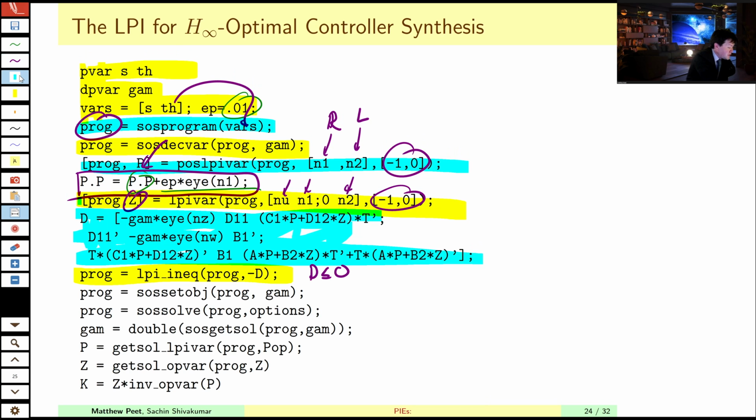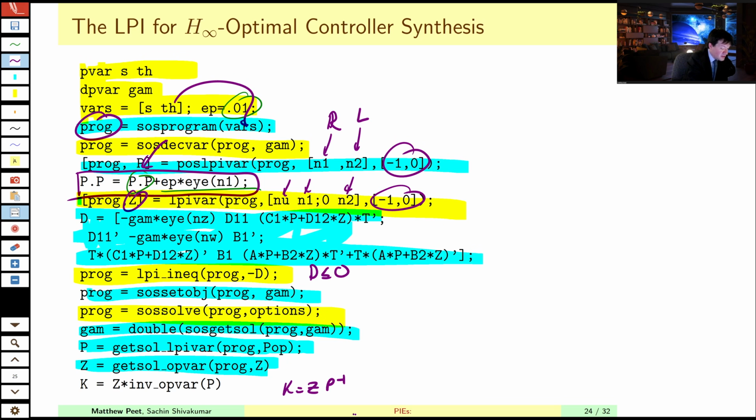Next, we set our objective function to be gamma, minimization of gamma. We solve the resulting program structure. And finally, we get our solution. We output our solution using getsol. So we output gamma here, we output the Lyapunov operator P here as well, and we output this indeterminate variable Z. Now, we've got these P and Z, and we can reconstruct our controller gains using Z P inverse. This is our standard K equals Z P inverse, which we know and love from ordinary differential equations. Now we have our controller gains, and we're ready to implement our controller.